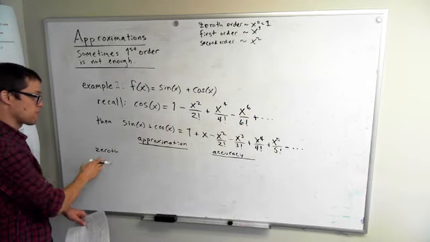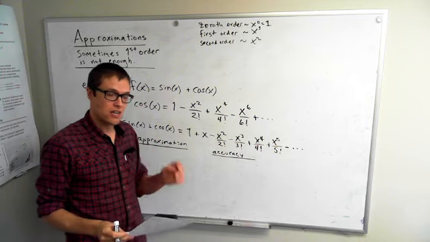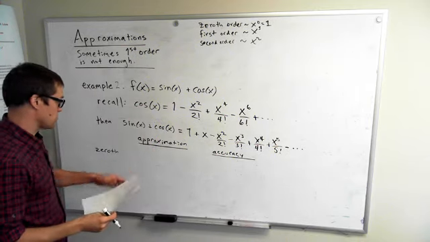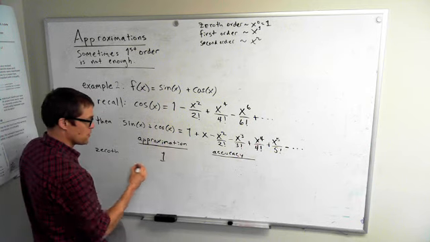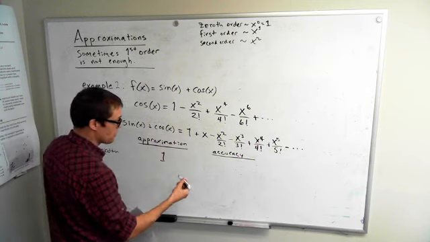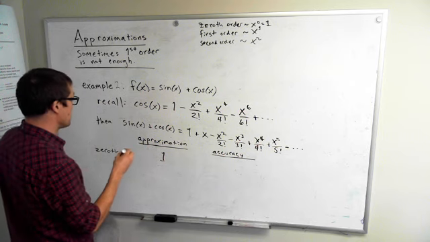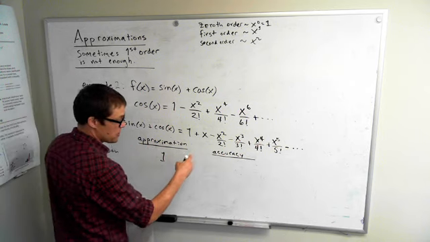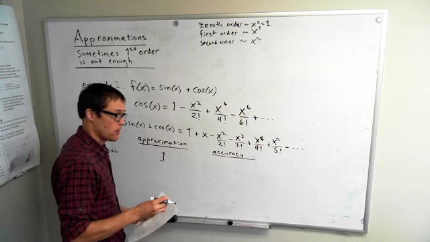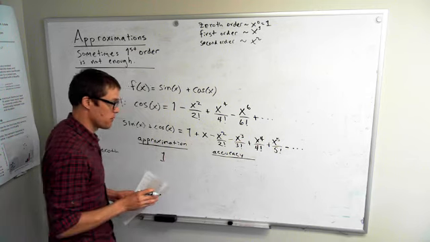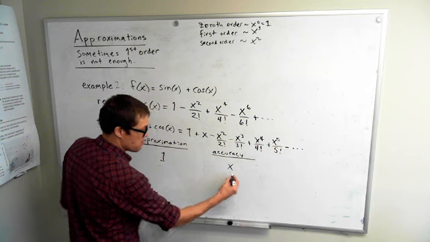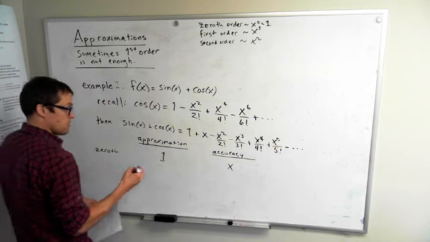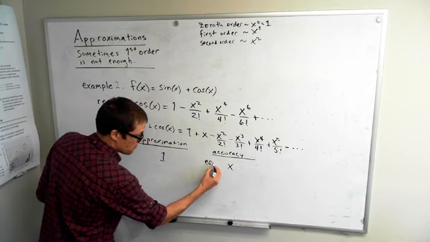So if we ask for the 0th order approximation of sine of x plus cosine of x, that is just keeping only this first term, 1. How accurate is it? Well, the accuracy, if again, we're in all these situations, we're talking about a situation where x is small compared to 1. So in this case, the accuracy is of order x, or the error is of order x, same thing.